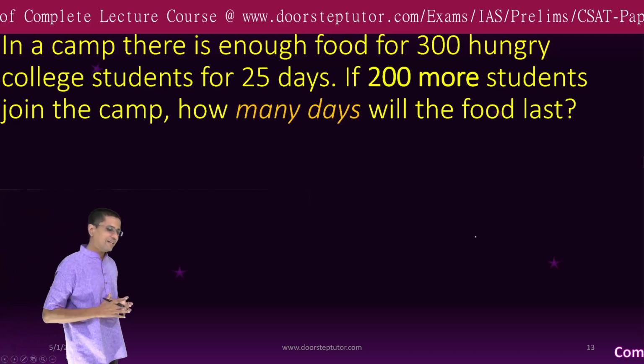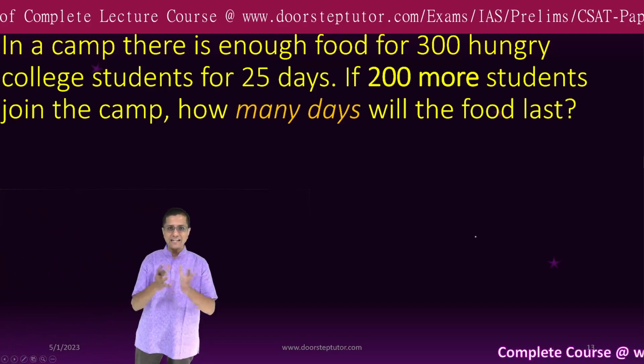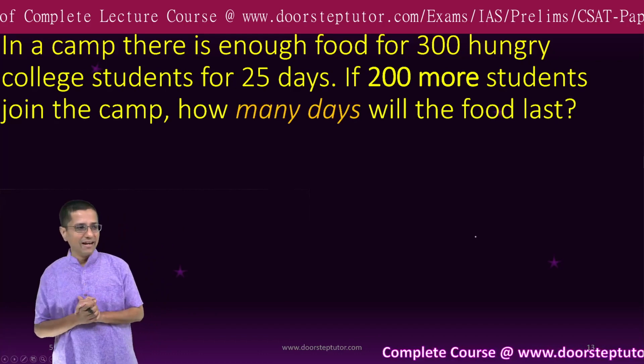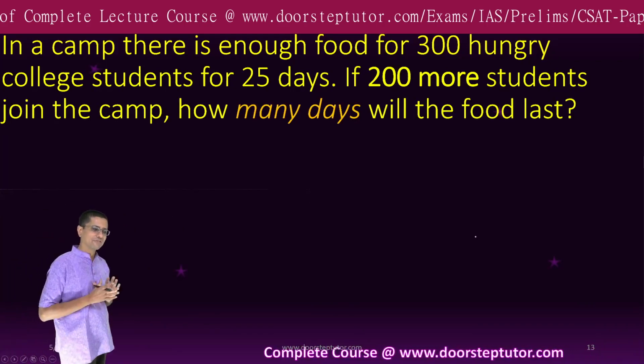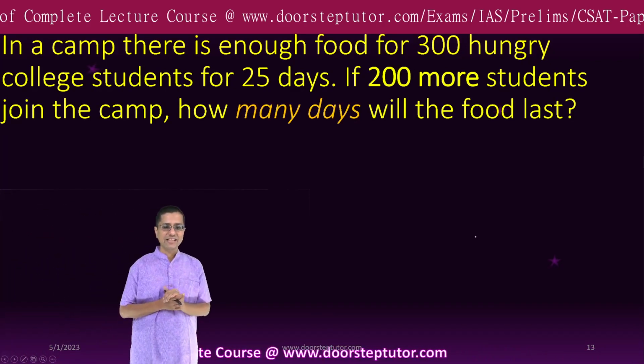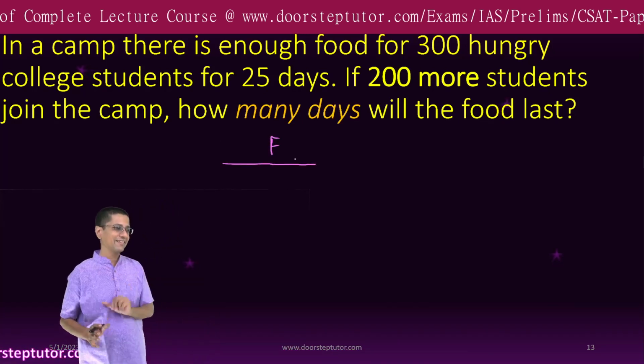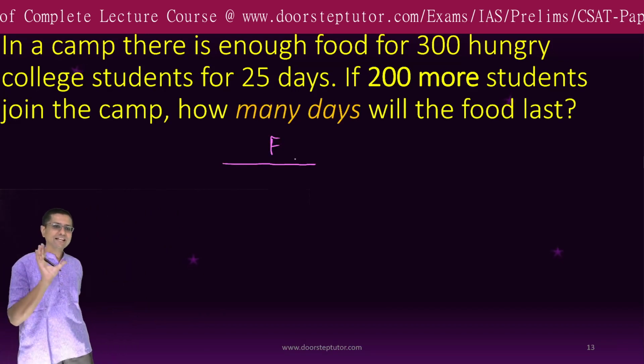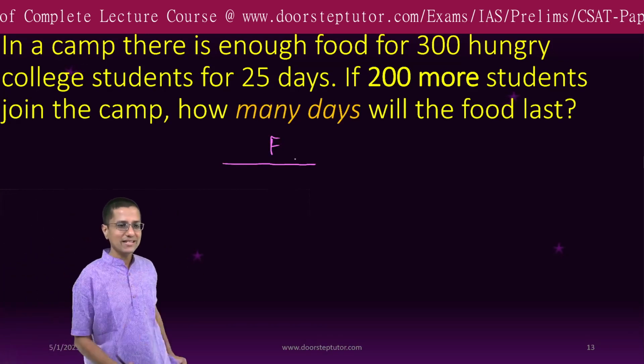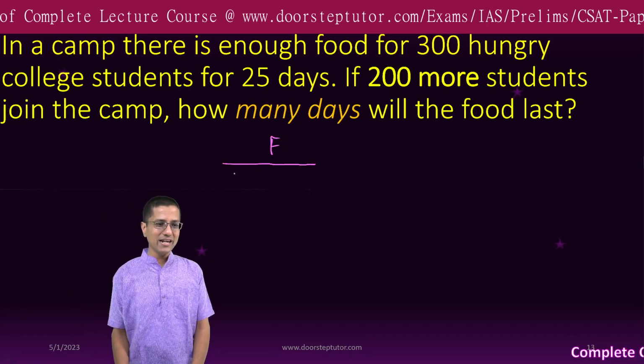Okay, this is a very interesting question, and college students would be able to actually identify with this question. So there is a college, and there is food for students in the college. Now college students are always hungry. So there is food for how many such students? There is food for 300 such students.